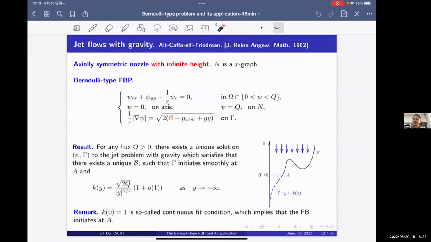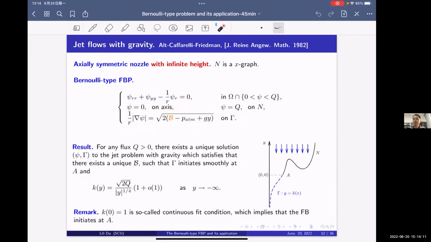So for the first case, the 3D axially symmetric nozzle with infinite height, they assume the nozzle wall is a graph, and we can formulate the following Bernoulli-type free boundary problem. The stream function satisfies the linear elliptic equation in the fluid field, and on the axis we give the Dirichlet boundary condition, and on the nozzle wall we give this Dirichlet boundary condition. And this is the Bernoulli-type free boundary condition on the free boundary.